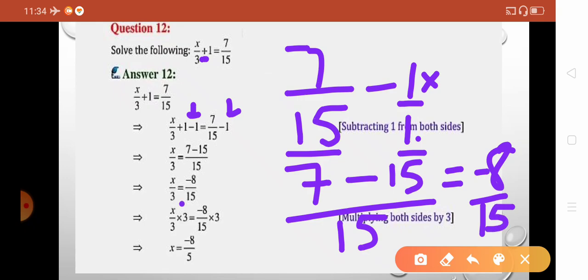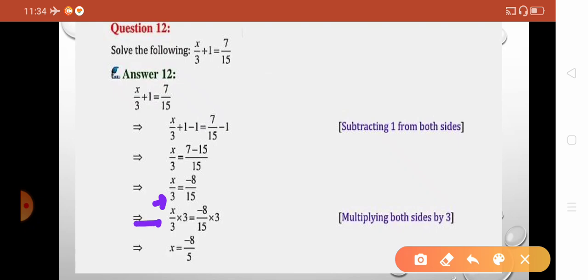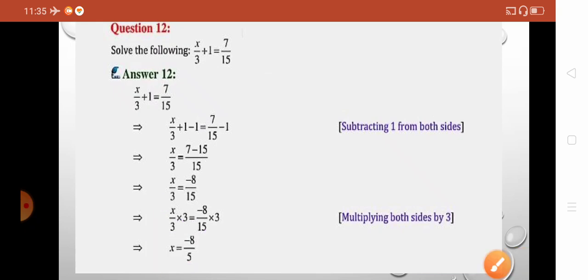So the value of x by 3 is equal to minus 8 by 15. Here 3 is in division, so we will operate with the opposite sign, that is multiplication. So we will multiply 3 on both sides, and the answer comes out to be x is equal to minus 8 by 5. So in this way we will solve the questions.